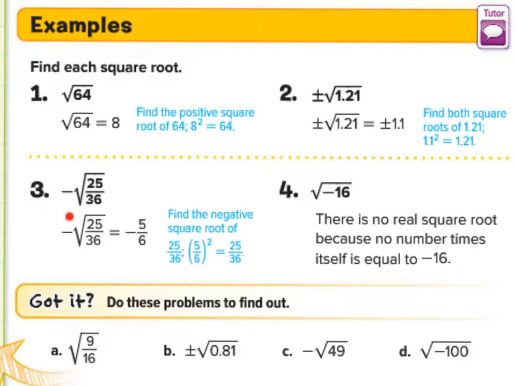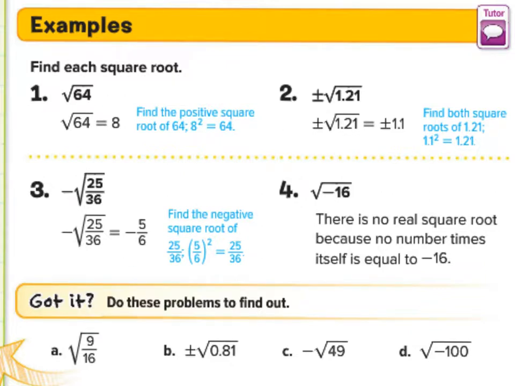Okay. Square root of a fraction, 25 over 36. Now, what 2 numbers make up 25? 5 times 5. What 2 numbers make up 36? 6 times 6. And there you have it. Now notice that we have a negative. It's a negative expression, so our square root has to be a negative number.